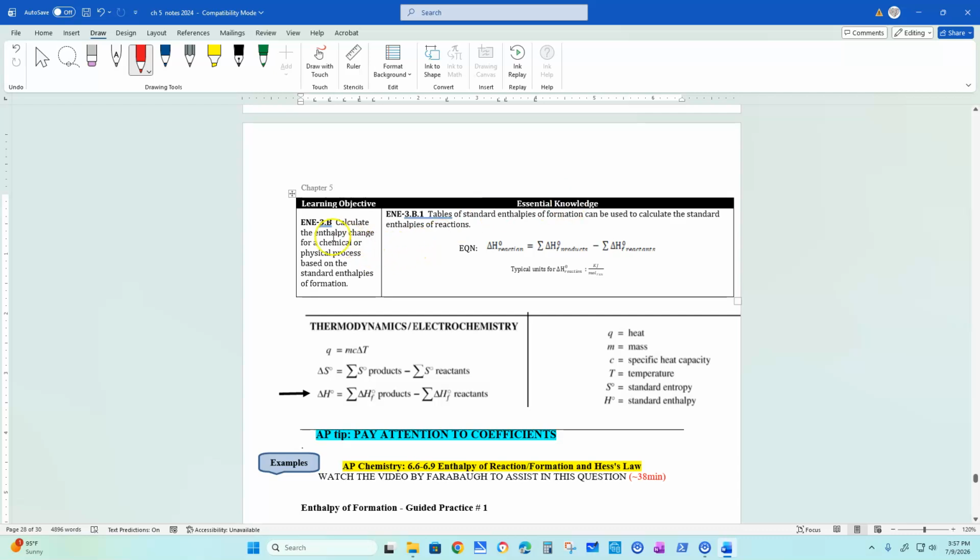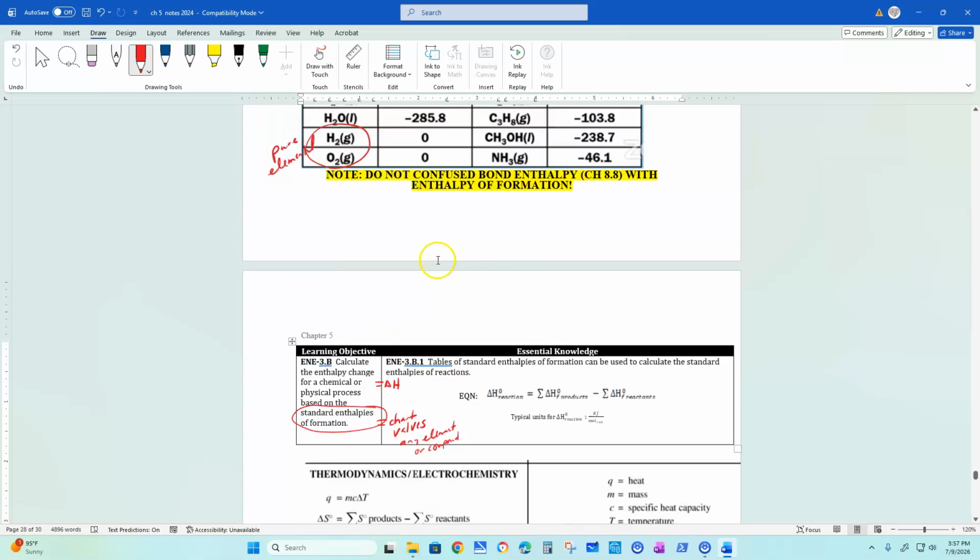So in AP Learning Target 3.B, calculate the enthalpy change. So calculate delta H for a chemical or physical process based on the standard enthalpy of formations. The standard enthalpy of formations, these are the chart values for any element or compound.